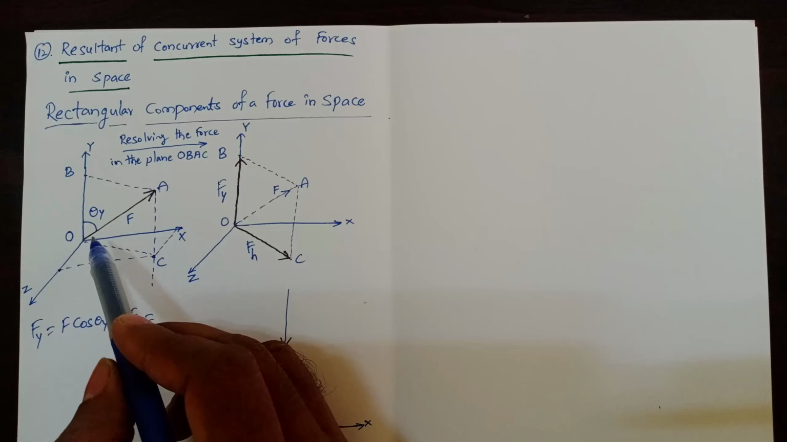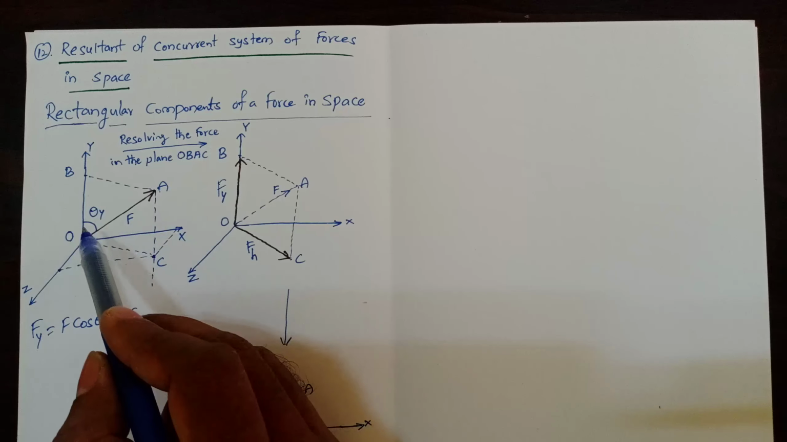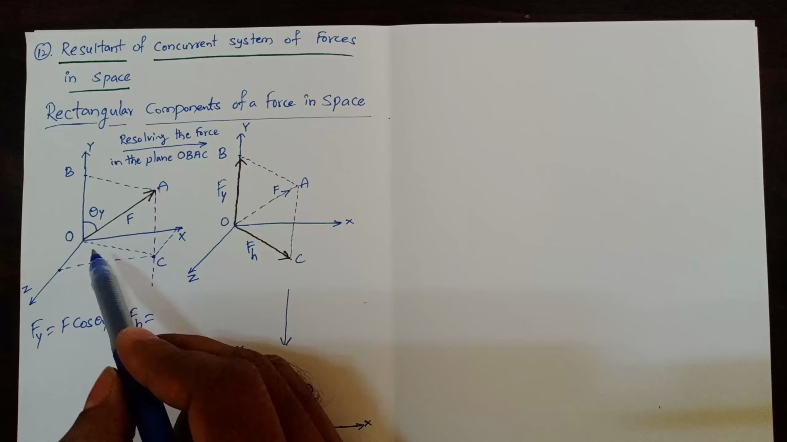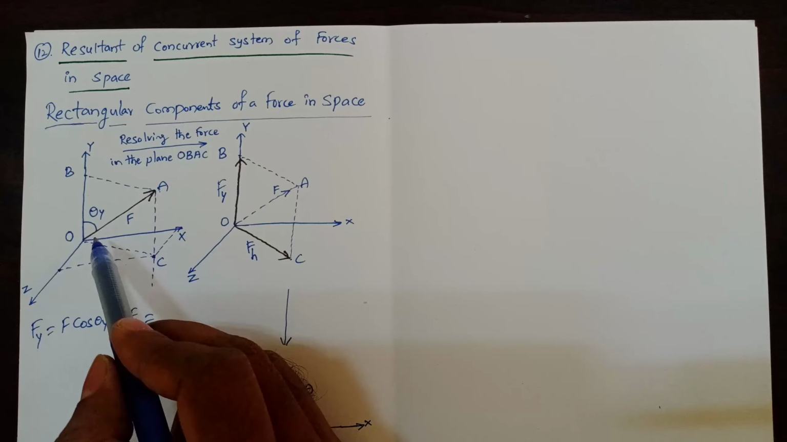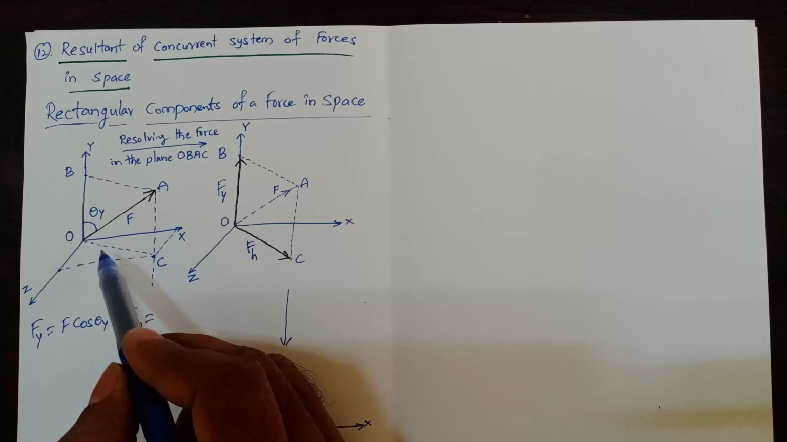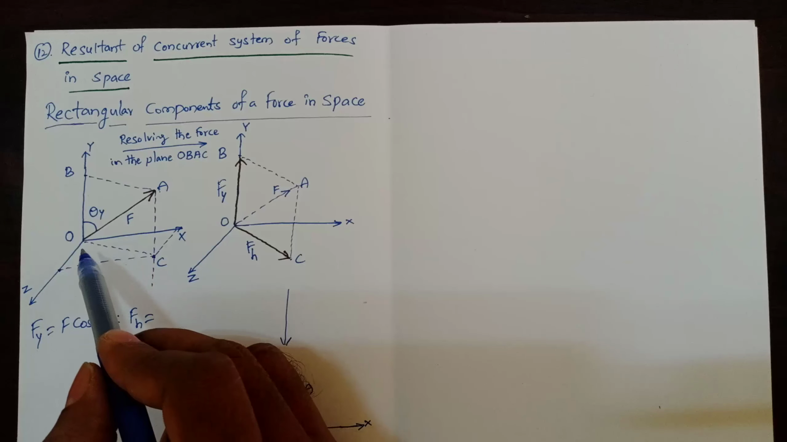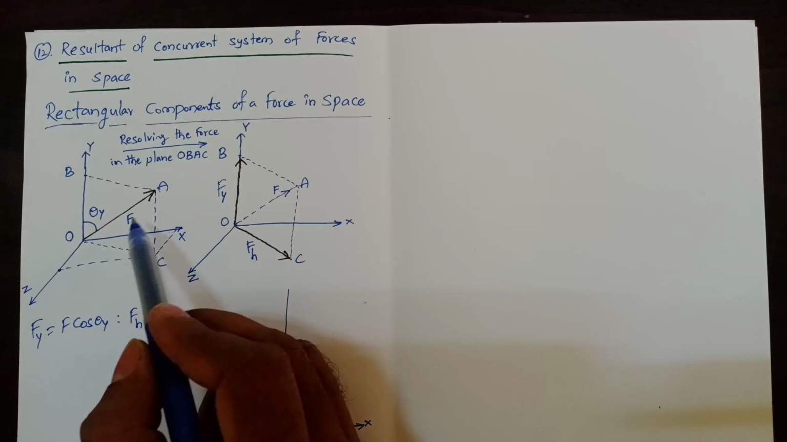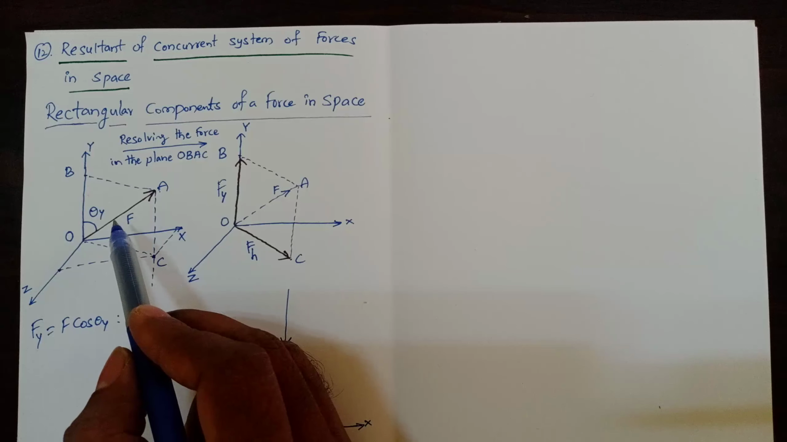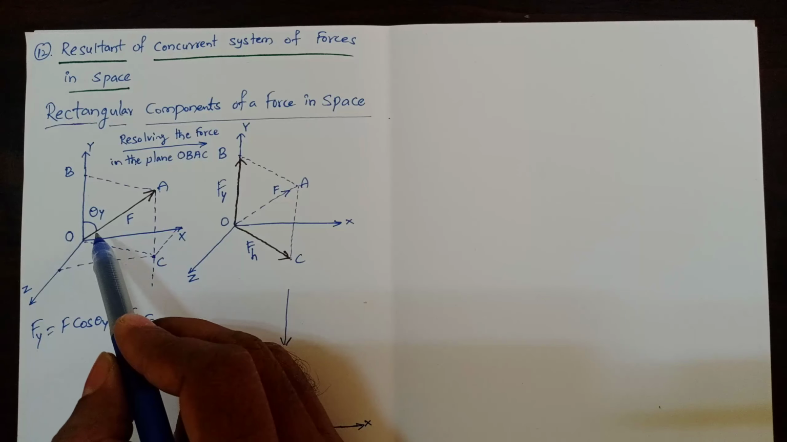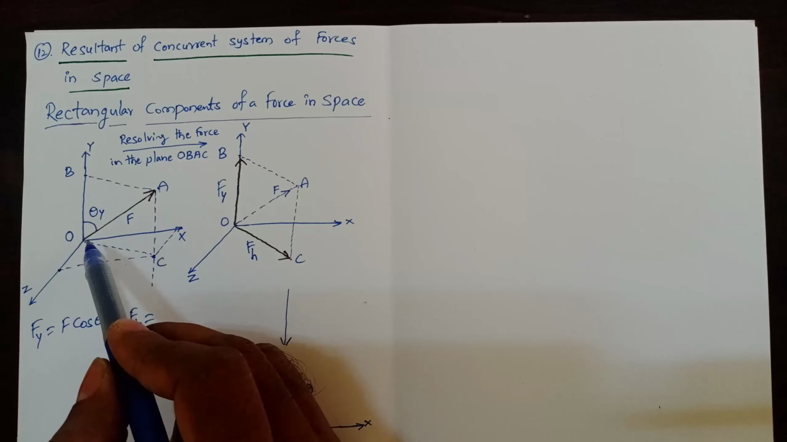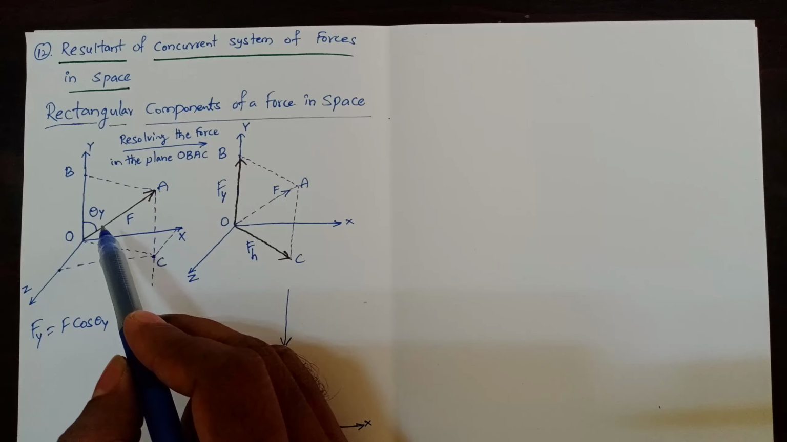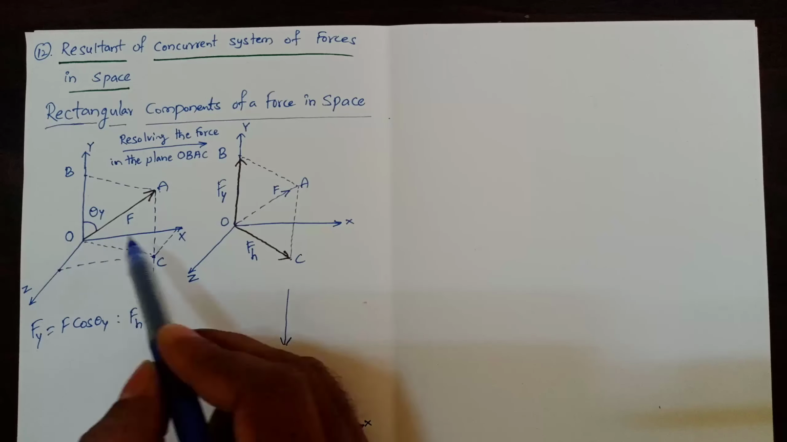Here line OA is making an angle theta y with the y-axis and 90 minus theta y with the OC line, not with the OX, that is not with the x-axis. Why? Because it is lying in a space. If it is lying in the xy plane, then theta y is the angle made by this line OA with OB, then 90 minus theta y will become the angle made by this line OA with the x-axis.